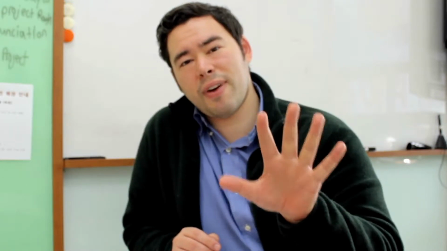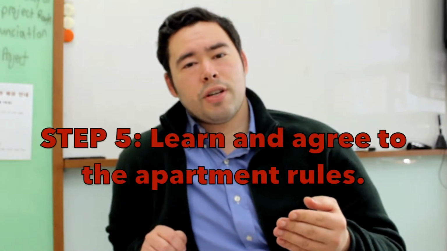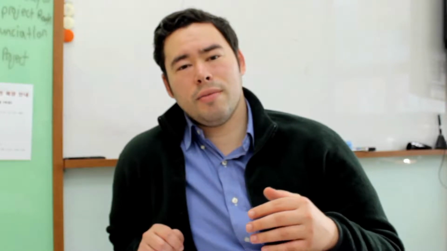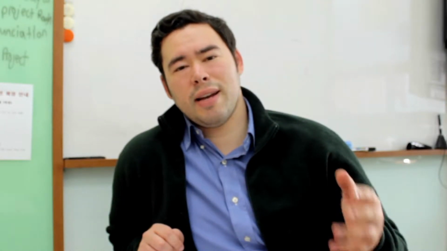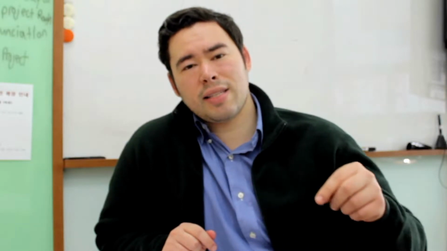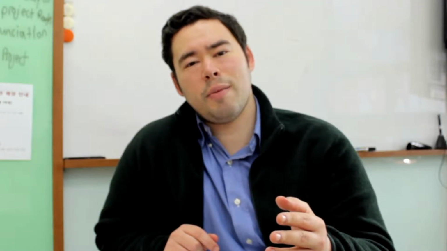Let's go to step 5. In step 5, you will read over the rules. Different apartment complexes have different rules, like pets, firearms, different things you can do at night, different things they expect as far as cleanliness goes, how clean the apartment is. And you need to read over those rules and sign an agreement saying you have read the rules and you understand them. Then we'll go to step 6.